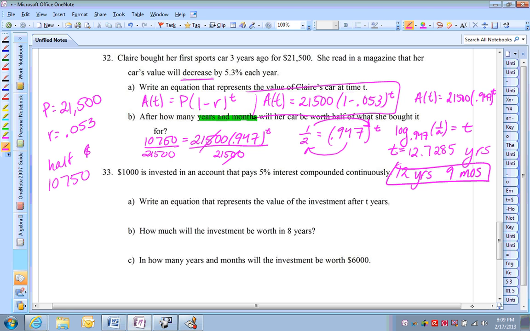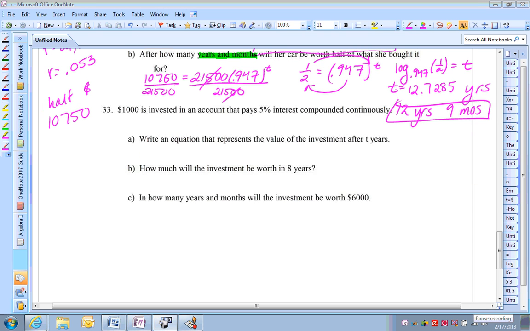Okay, let's move on to the last problem. On problem 33, they tell us $1,000 is invested in an account that pays 5% interest compounded continuously.